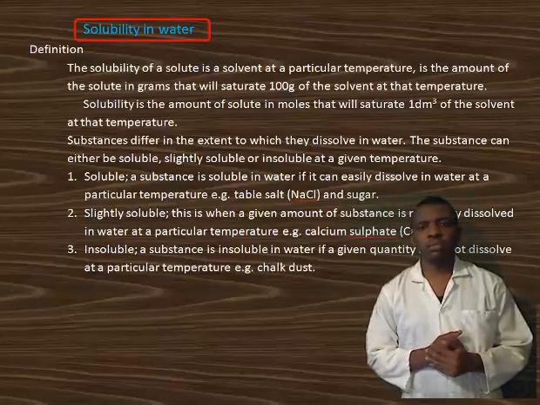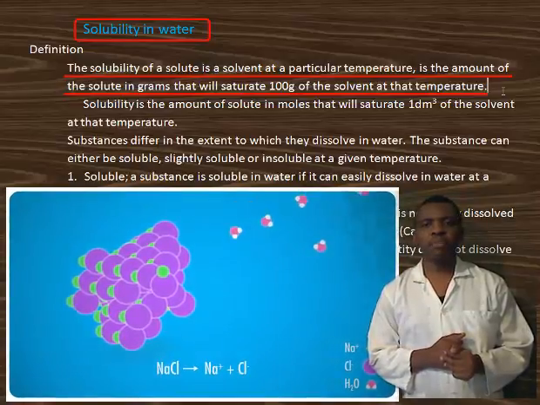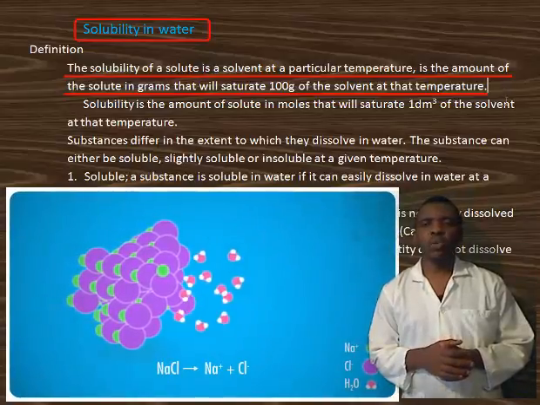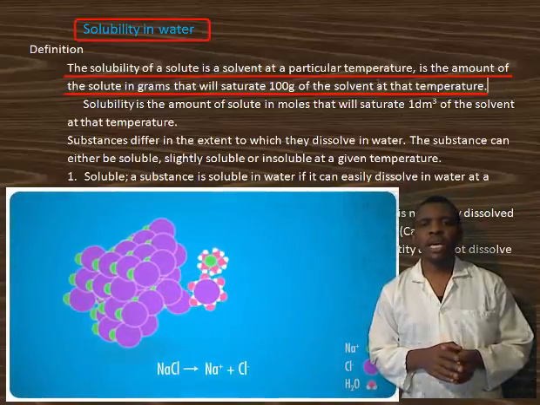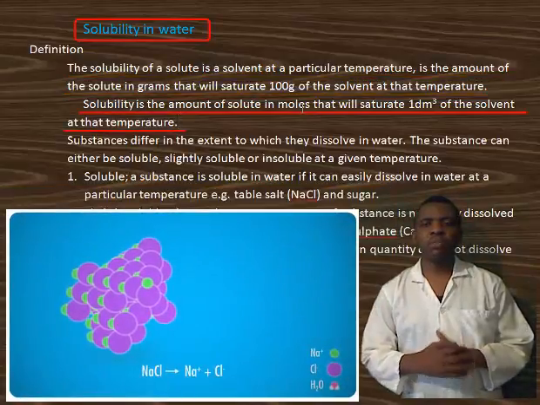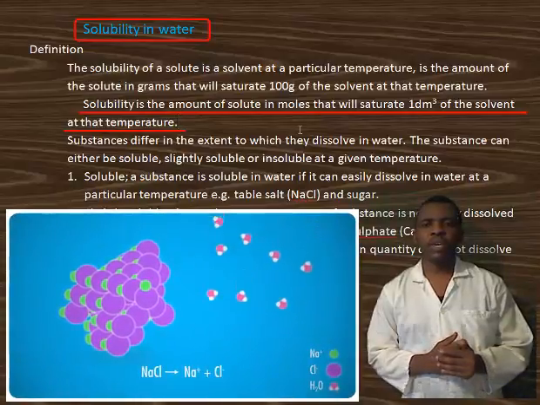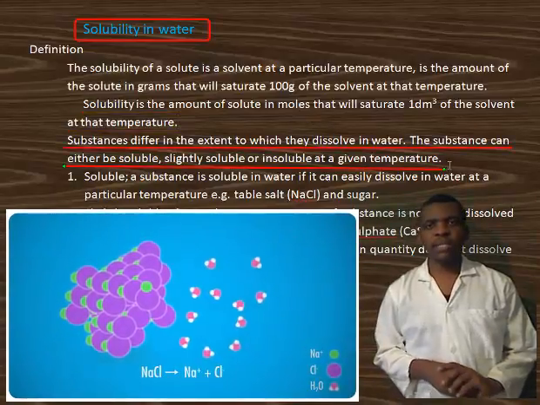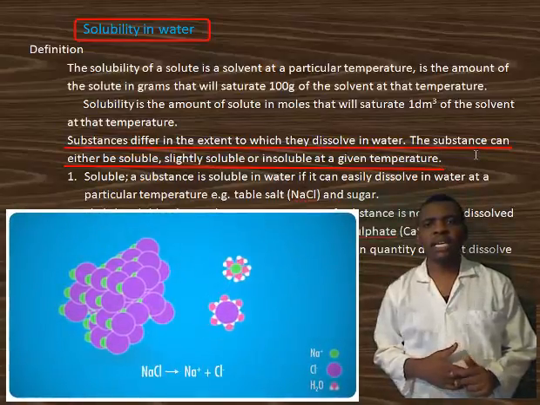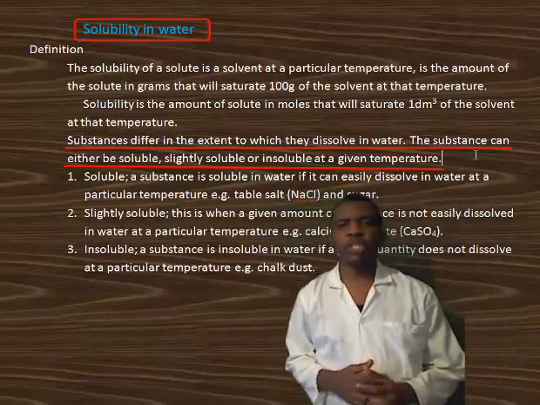Solubility in water. The solubility of a solute in a solvent at a particular temperature is the amount of solute in grams that will saturate 100 grams of the solvent at that temperature. Solubility is the amount of solute in moles that will saturate 1 dm³ of the solvent at that temperature. Substances differ in the extent to which they dissolve in water. The substance can either be soluble, slightly soluble, or insoluble at a given temperature.